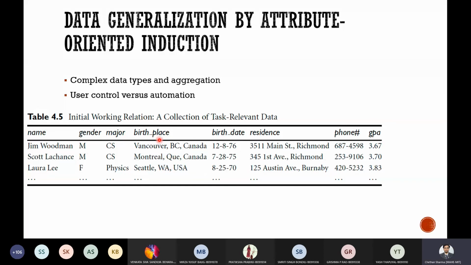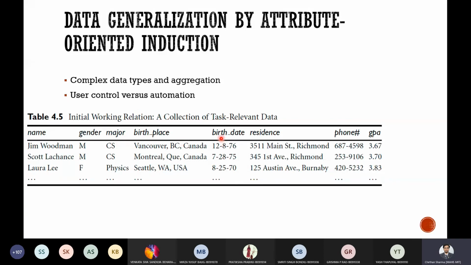Since birthplace is a location and the values given here are at the city level, you can climb up and make it state, and climb one more step up and make it country. So the birthplace can be generalized to birth country.